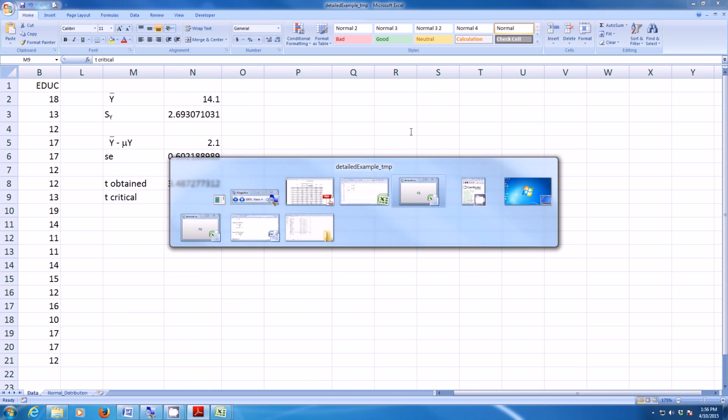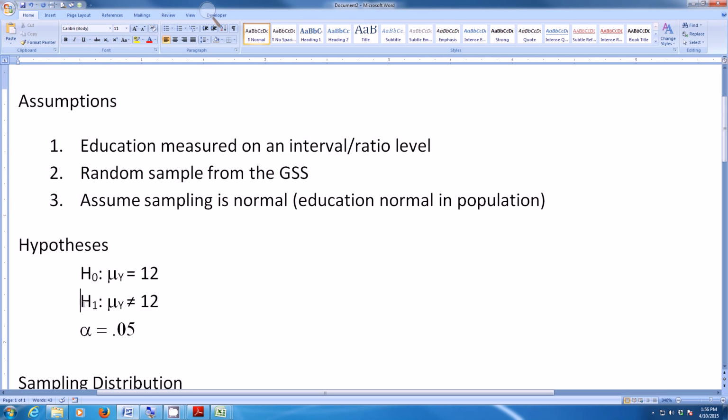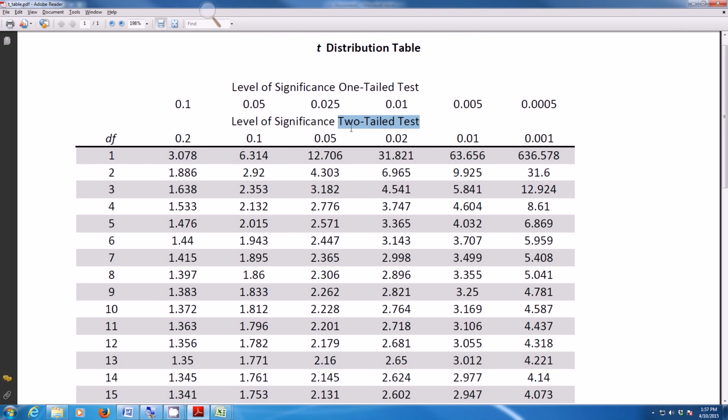Well, let's go back and look at our hypotheses. So remember that our research hypothesis is that our unknown population parameter, the true population mean education from which the general social survey sample was drawn, is not equal to 12. And so that means that this is a non-directional hypothesis. It can be either evaluated in the left tail of the sampling distribution or the right tail of the sampling distribution. That means that this is a two-tailed test. And so going back to our table, we're going to be looking at the two-tailed alpha values here.